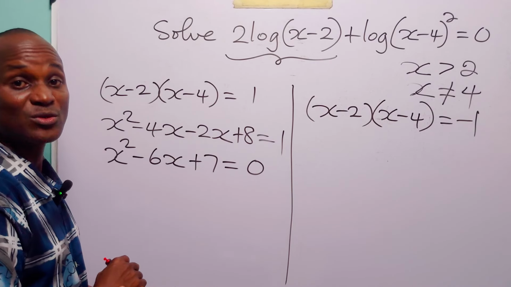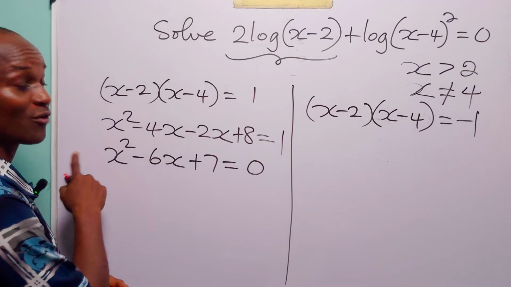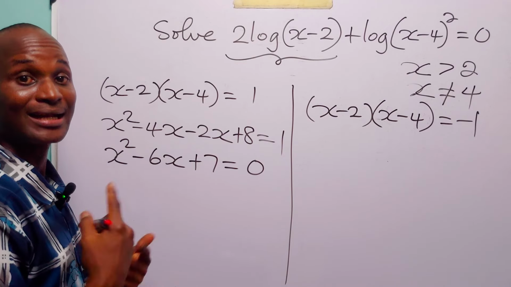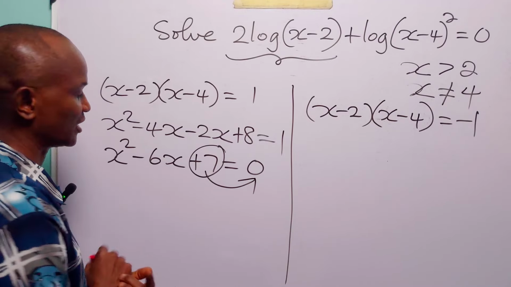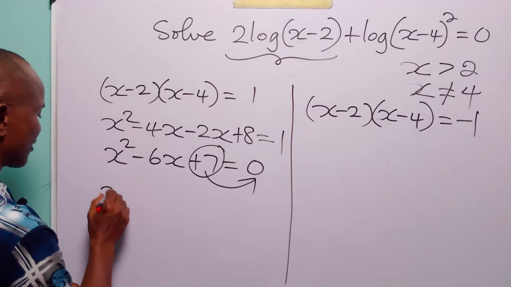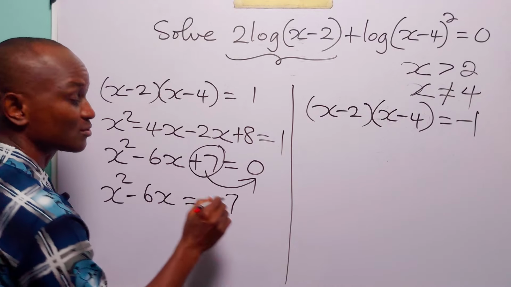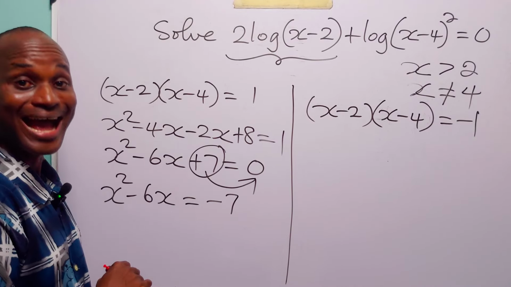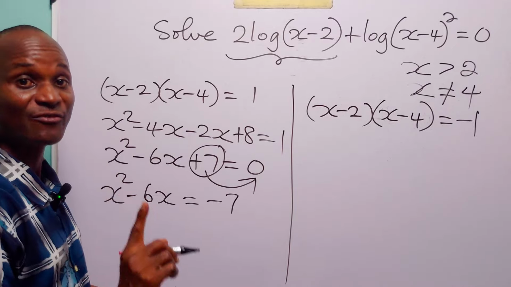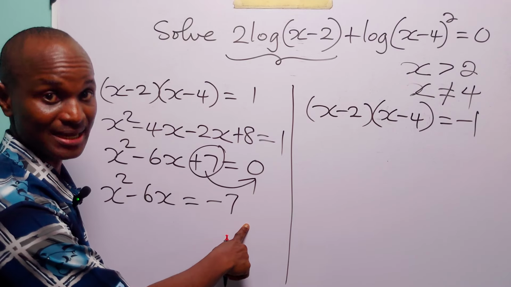But we cannot solve this quadratic equation by factorization, so let us solve by the completing the square method. Since the coefficient of x squared is already 1, the next step is to move this constant term over to the right-hand side of the equation. When we do that, we have x squared minus 6x is equal to minus 7. Now, the next thing we are going to do is add the square of half the coefficient of x to both the left-hand side and the right-hand side.